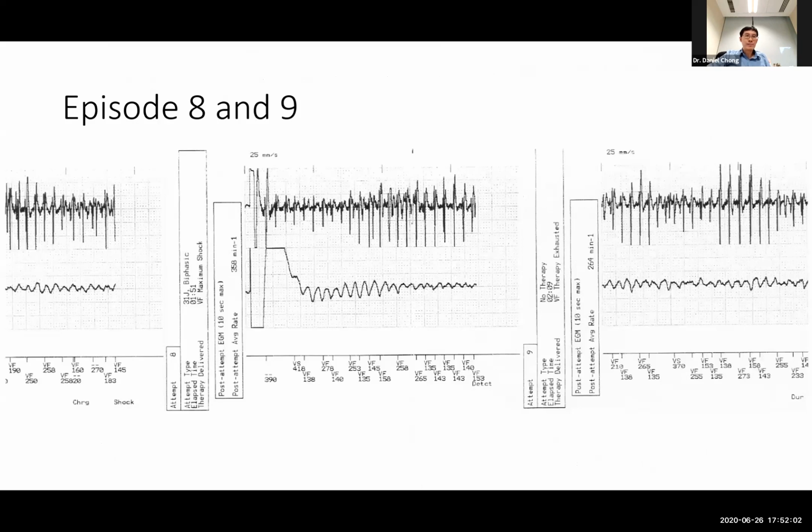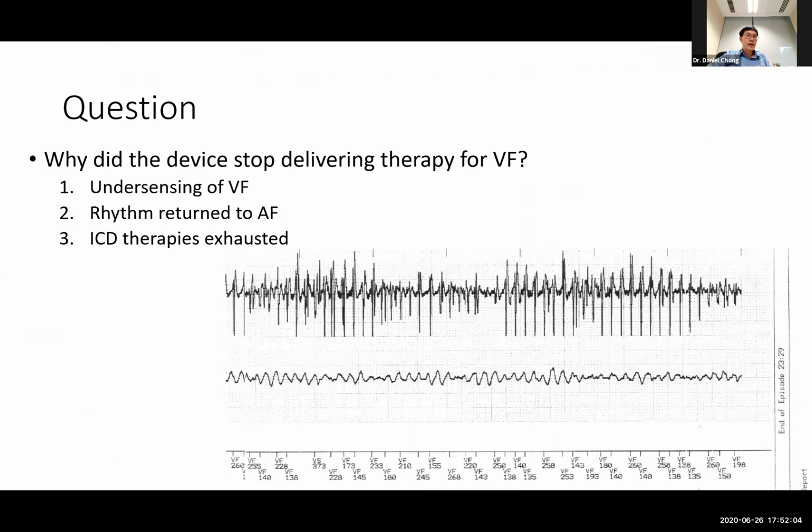Okay, after episode 9, the device just stopped shocking the patient. So the question is, why did the device stop delivering therapy for VF? Was it 1, undersensing of VF, 2, rhythm return to AF, 3, ICD therapy is exhausted? Maybe let's vote.